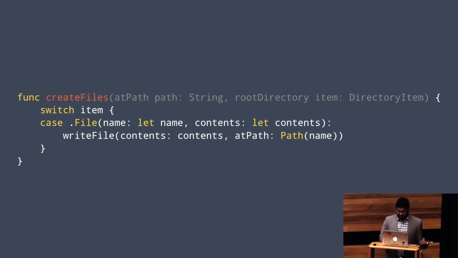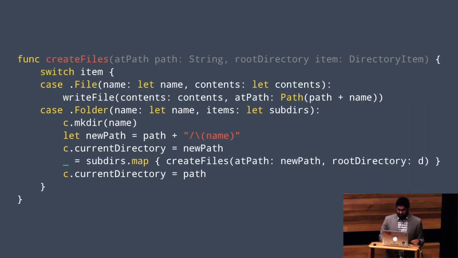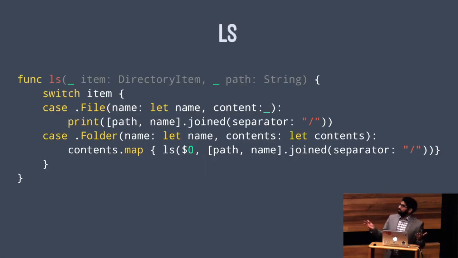In this case, we write a file at a path. And for a folder, we make the folder, go inside that folder, evaluate its contents, and then hop back out. This simple function is maybe 10 or 12 lines, but now you have something that's testable and maintainable. But we don't have to stop there. Once you have a data structure like this, you can start to add other capabilities like ls.